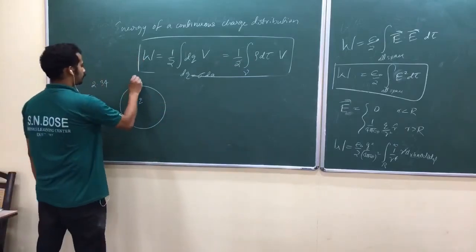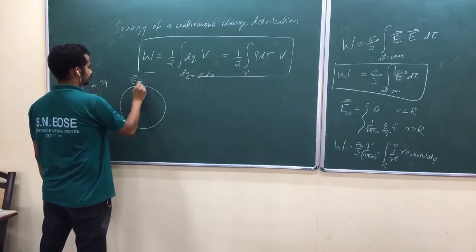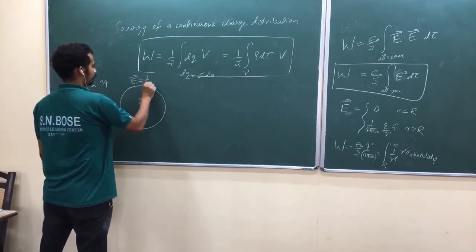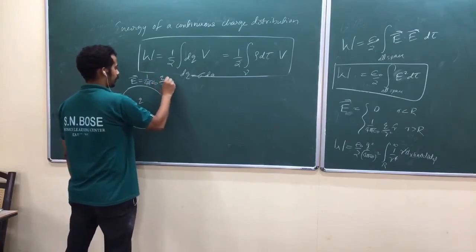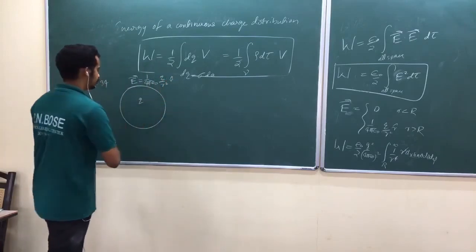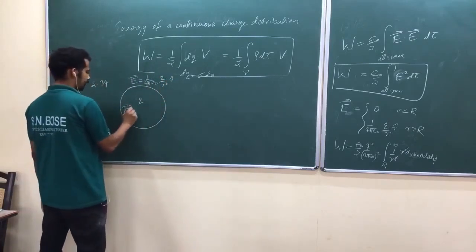As I remember, outside the electric field is 1 by 4 pi epsilon naught Q by r square r cap. Q is the total charge. So what is the electric field inside?